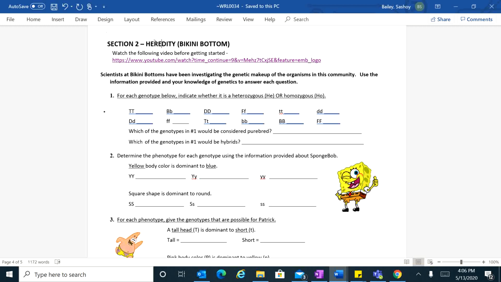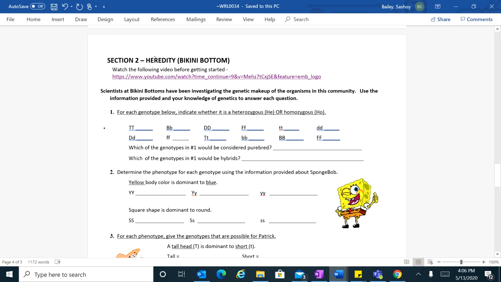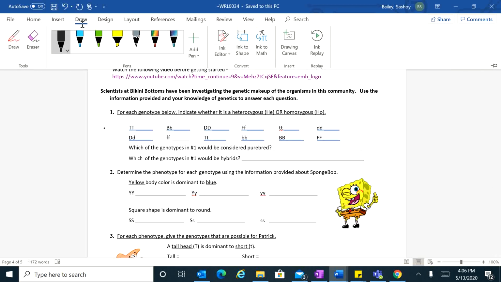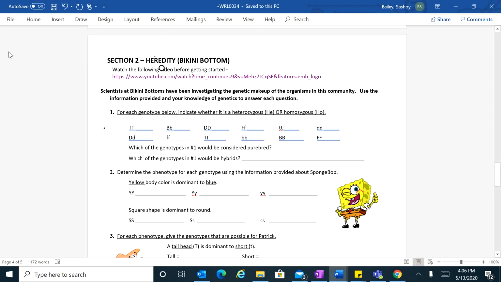So for example, for the two uppercase T's, let me turn on my draw feature. Okay, here we go. The two uppercase T's will be homozygous because both alleles are dominant. So you would just put HO, and please forgive my writing, I'm using a computer. Another example would be two lowercase t's. They are the same, so you want to put HO.